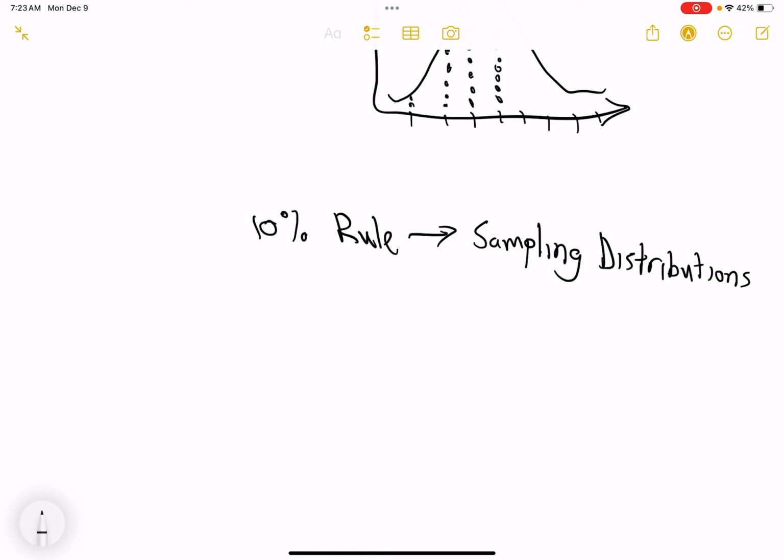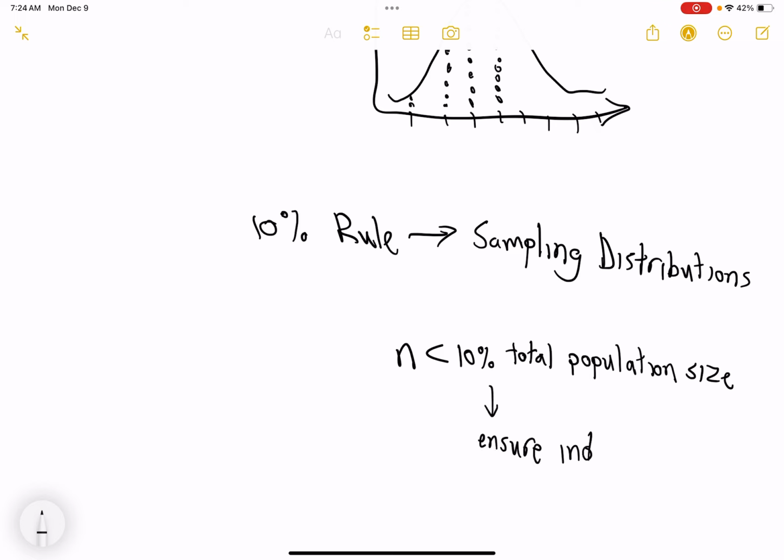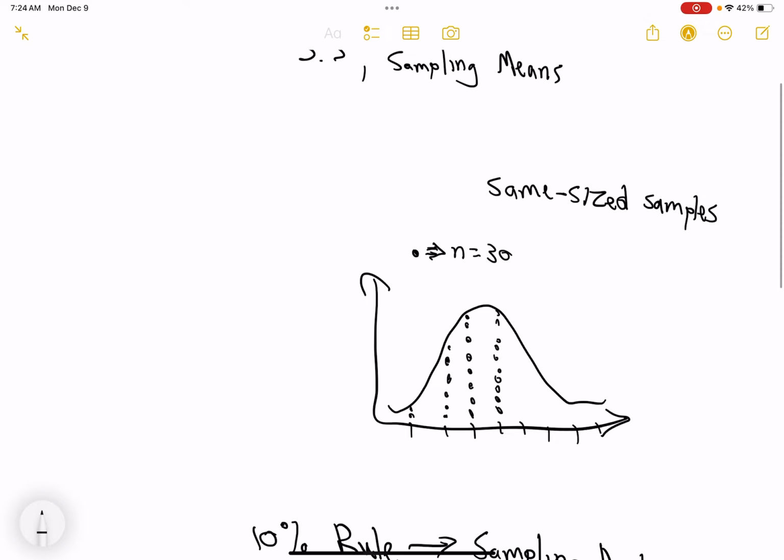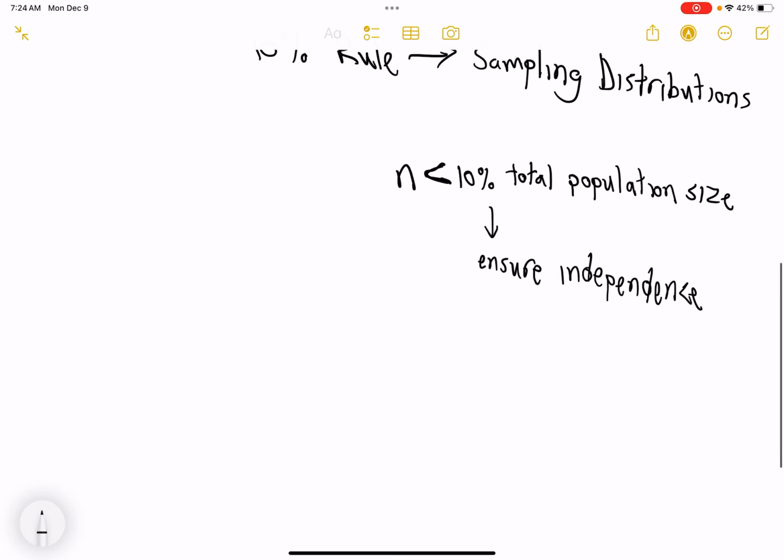The 10% rule is to make sure your sample is less than 10% of the total population. And if you're with me on slide 3 of the 5.3 sampling means slideshow, that's what the rule says. Make sure that your sample size, so n, is less than 10% of the total population, p. And the reason we do this is so that we can ensure independence. And that is a prerequisite to treating things as if they are normally distributed and other things.